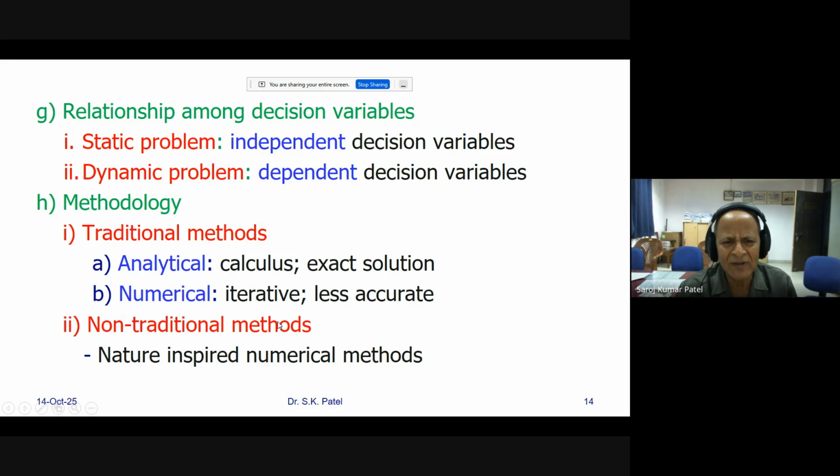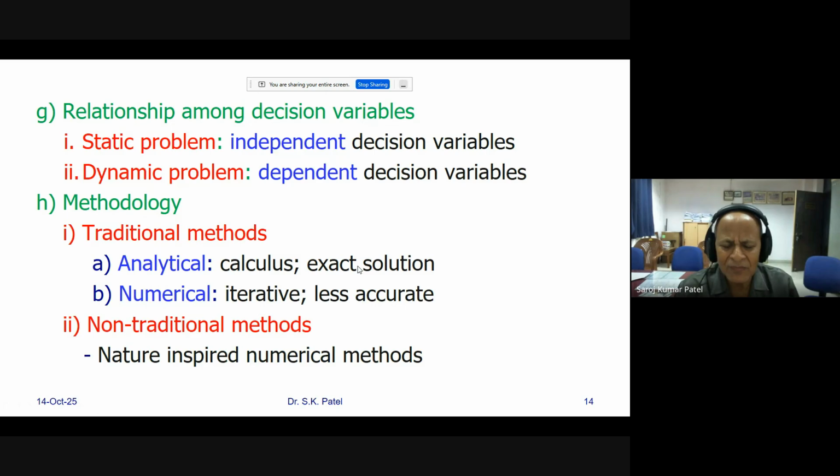In the traditional method, if we use the calculus method, that we already learned at our +2 level, using the derivatives, we can find out the maximum or minimum value. If you use that method, we'll get the exact solution. 100% accurate result, no error. And that method is called the analytical method. We already know it from our +2 level.